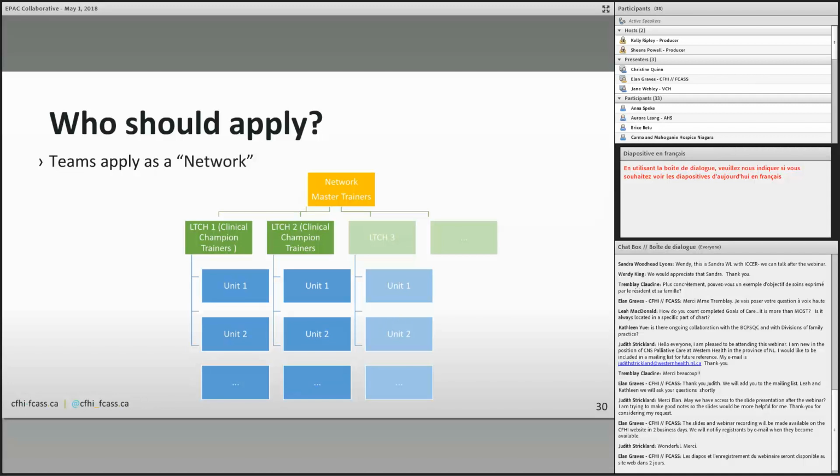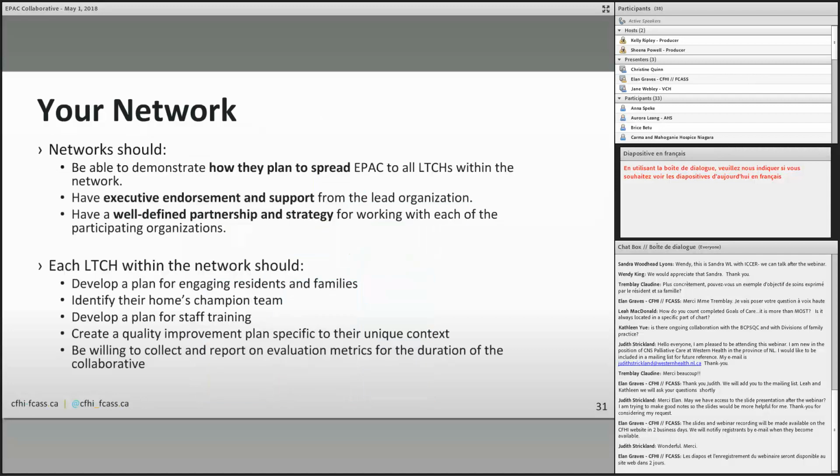Your plan doesn't need to be completely in place when you apply. That's one of the things that our faculty and coaches can help you with throughout the collaborative, but you need to have thought through what it could look like. And again, we're here to work with you towards the successful spread of this model of care throughout your network.